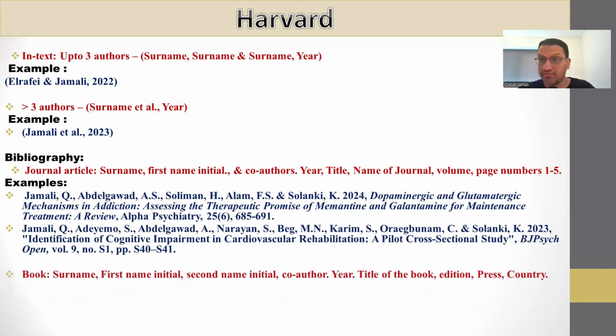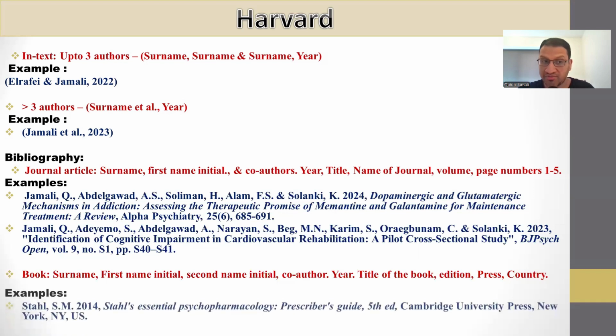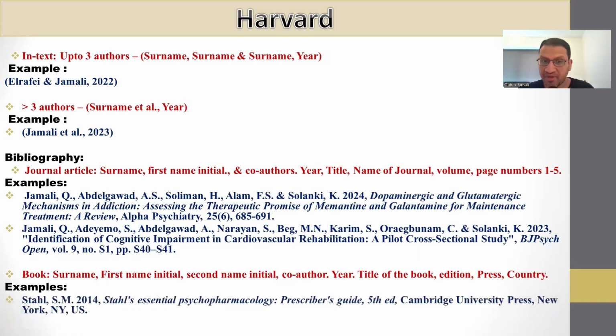If it is a book, again, surname and the initials of the first and the middle name, and you add your co-author details as well accordingly, just like the first author. The year, title of the book, which edition it was, the press, the country where it was printed and published. And this is an example.